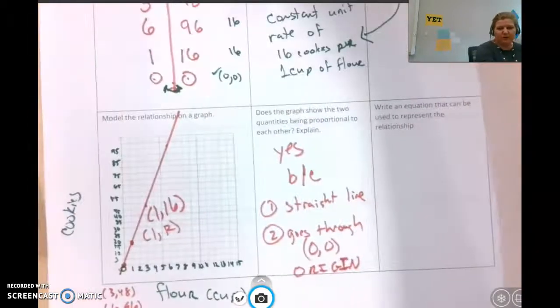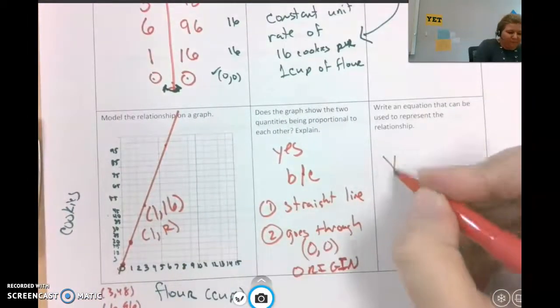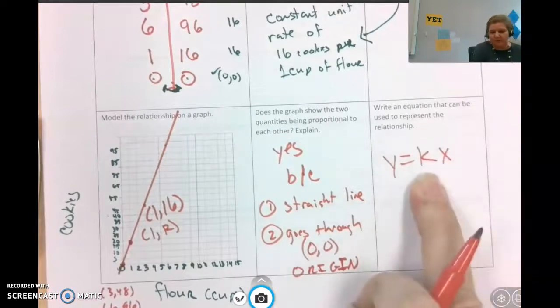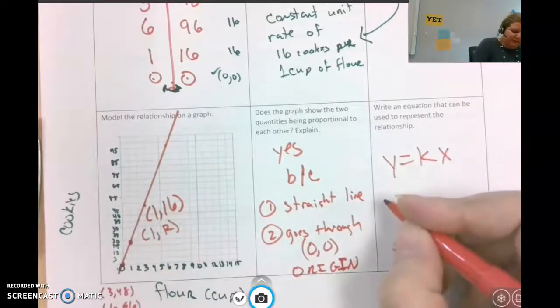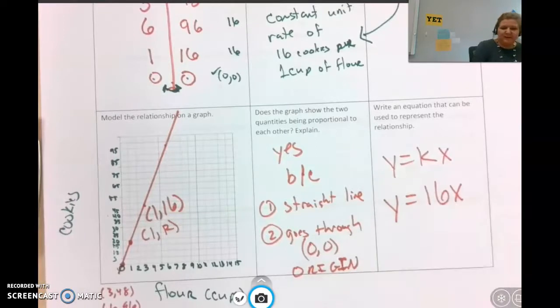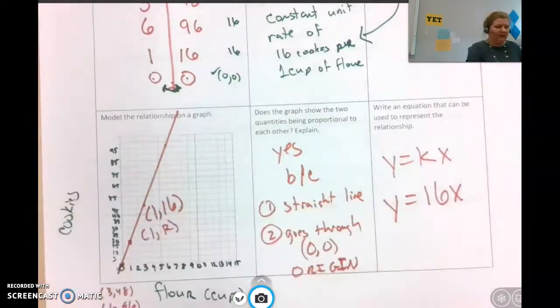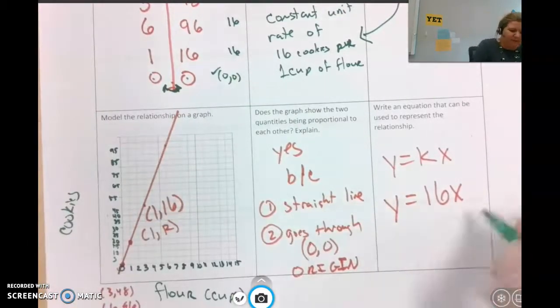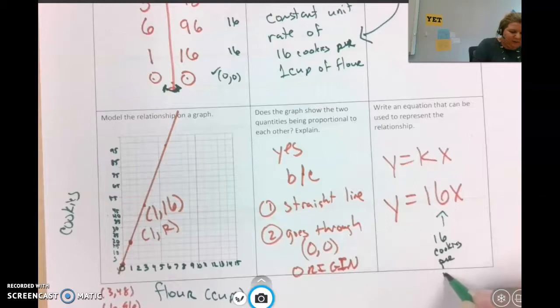Write an equation that can be used to represent the relationship. So that equation would use my unit rate, my constant of proportionality, which is 16. So it's just y equals 16x. And it's always a good idea to label what each thing means. So this is 16 cookies per 1 cup of flour. The x was cups, number of cups of flour.